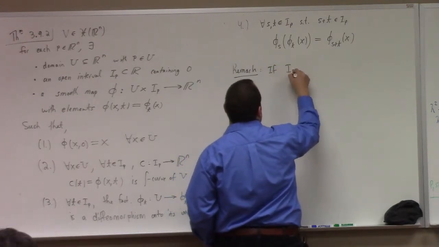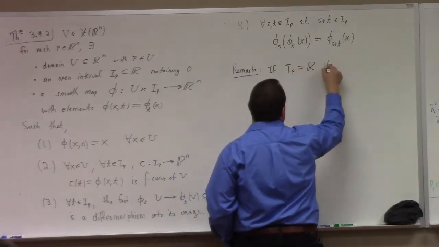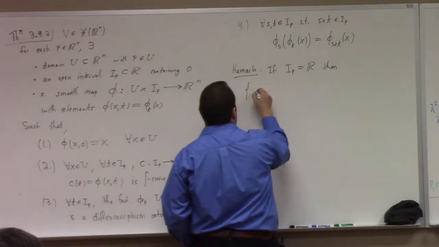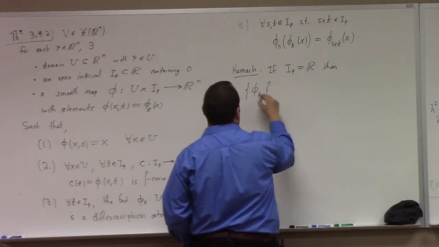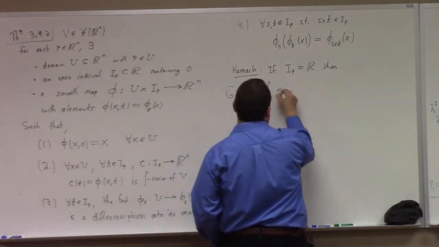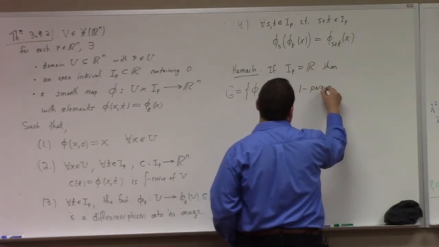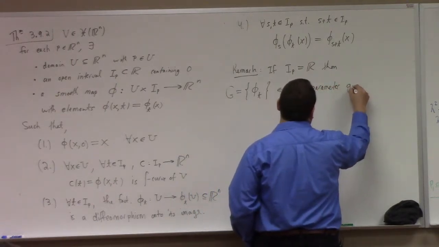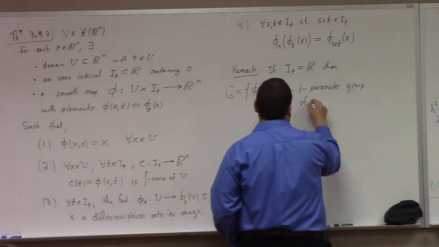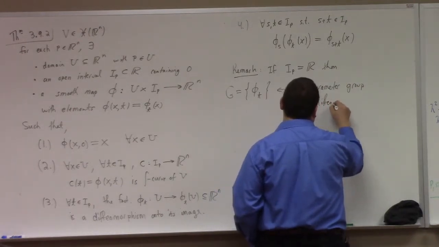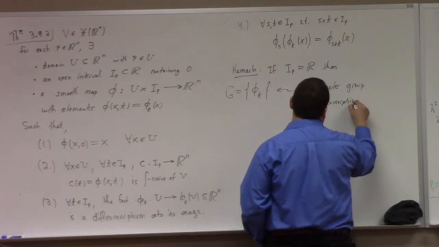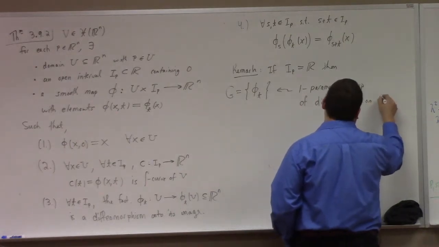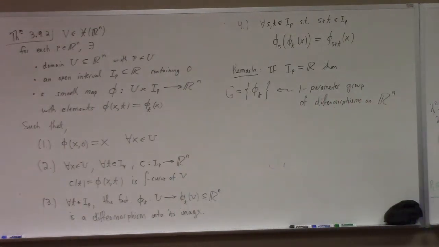If we have that I P is equal to the reals, then if you look at this set, phi of t, right? If you look at G, this is a one parameter group of diffeomorphisms in our current context on Rn. What's the identity? Flow by 0 is the identity, right?